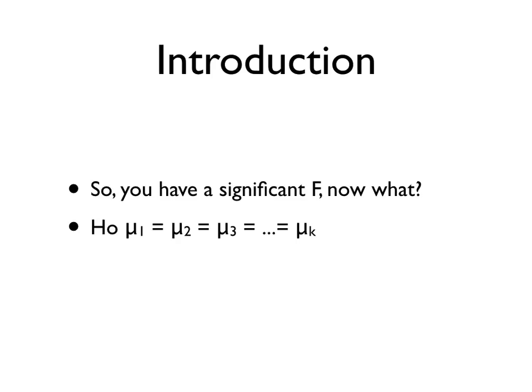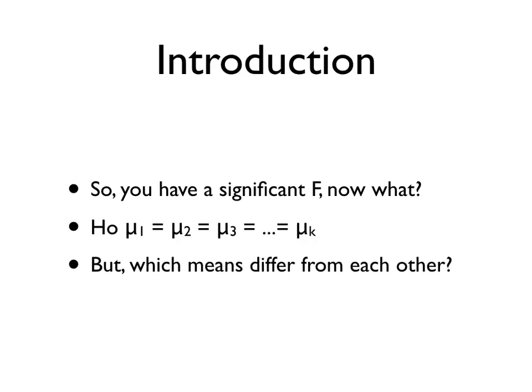Our null hypothesis was all the means were equal. Our alternative hypothesis, of course, is that 2 means differ from each other, or that this just isn't true. It doesn't say which 2 means, though.